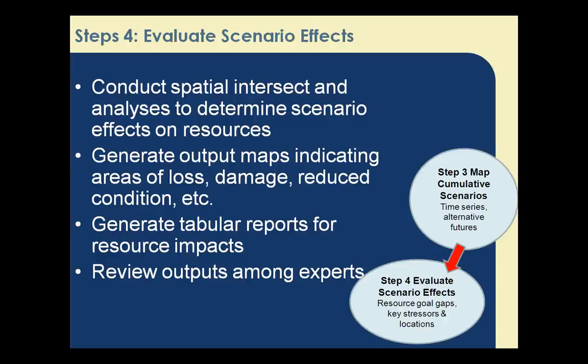Then we're going to evaluate our scenario effects. Now we're into step four. So we're going to conduct a spatial intersect and analyses to determine the scenario effects on resources. That might be running out to our toolkit, to different tools, to be doing specific models of effects. We're going to generate output maps indicating where our resources might be lost or have reduced condition. We're going to also generate tabular reports for the resource impacts, really focused on our quantitative goal achievement. And then we're going to, of course, review all of this among the experts and conduct whatever revisions are needed.